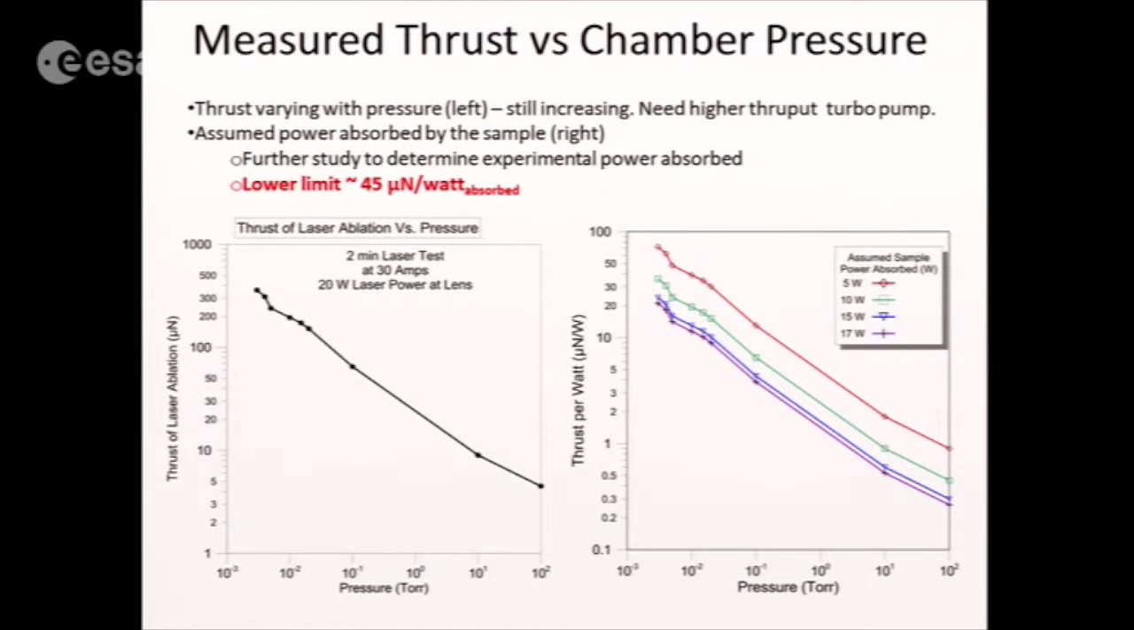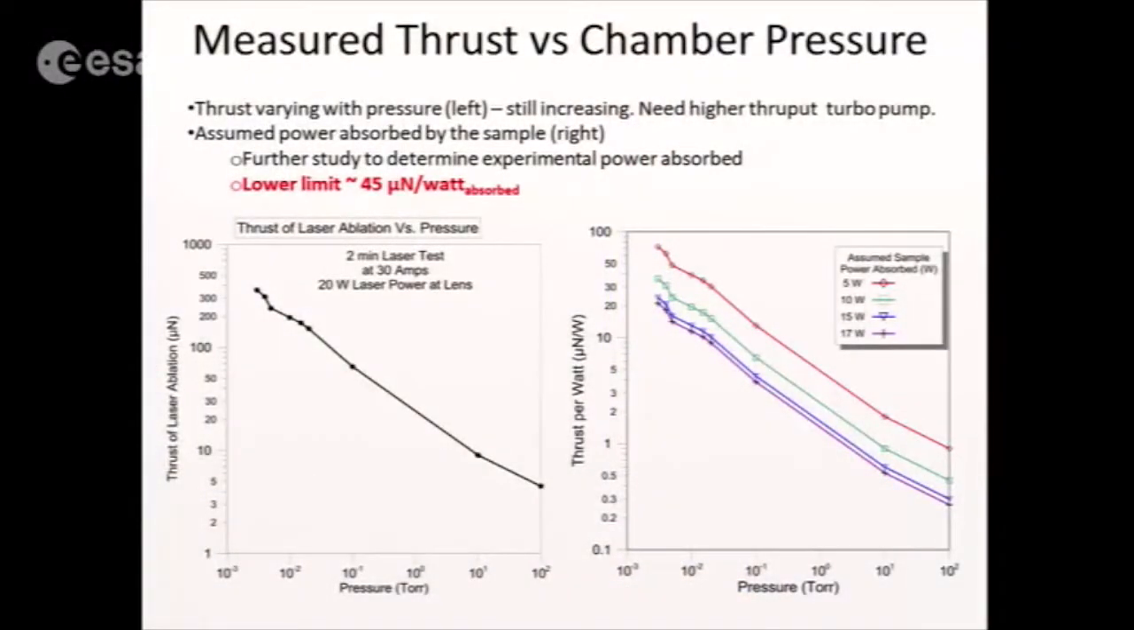And so we measure thrust versus chamber pressure because the ablation rate is high enough that the turbo pump is saturated. With our lowest pressure to date at approximately 1 millitorr, we get 360 micronewtons of thrust, as shown on the left graph.